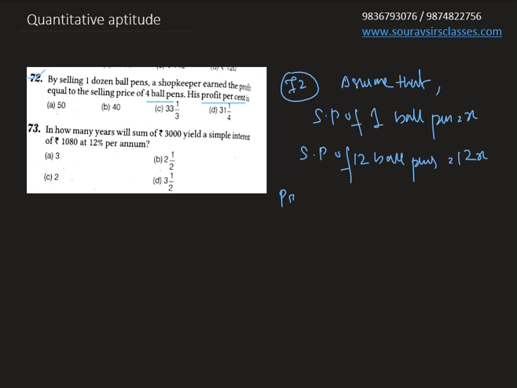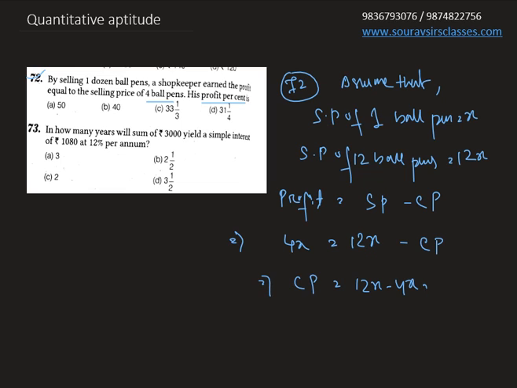Now the profit is equal to selling price minus cost price. Now by the question, the profit is 4x and the selling price we already know, which is 12x, and we do not know the cost price. Therefore, cost price is 12x minus 4x, that means 8x.